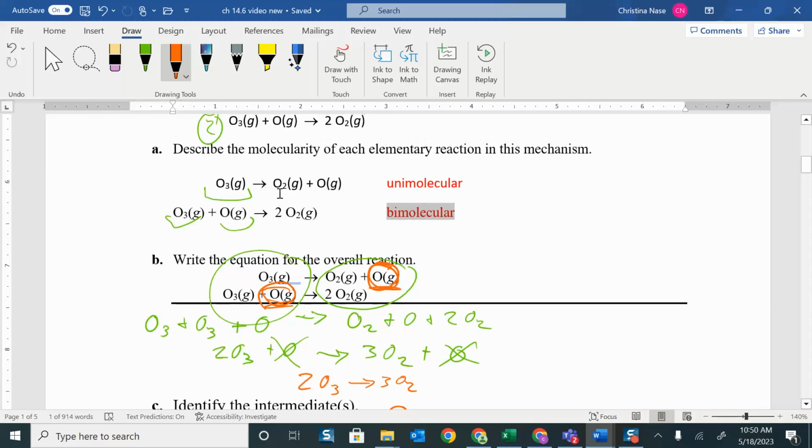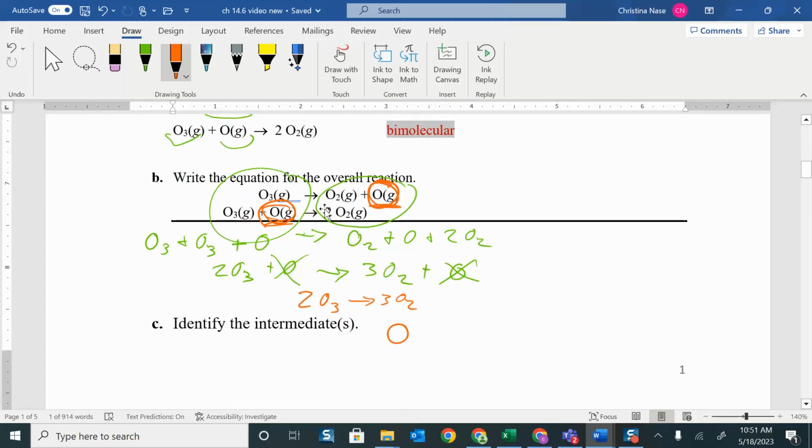Just to summarize, this has one reactant, so it's unimolecular, two reactants, it's bimolecular. Then for the second part, we added everything on the left, added everything on the right, combined like terms, so I have two O3s and three O2s, and then canceled things that are the same on both sides, which was the O. That O was an intermediate because it's made in the first step and used up in the second step.